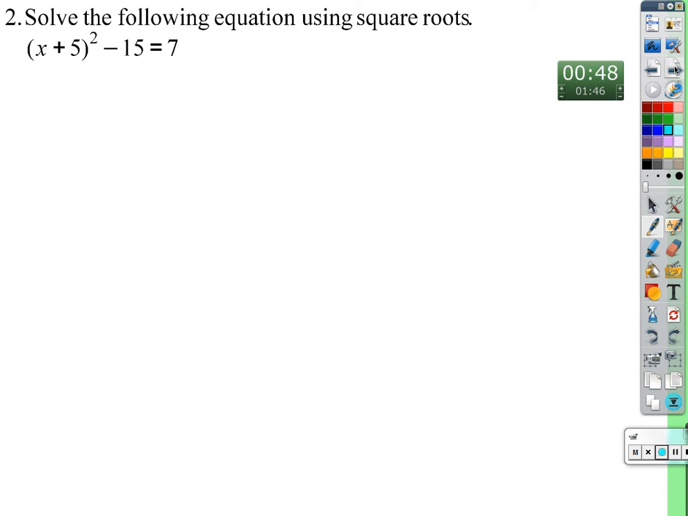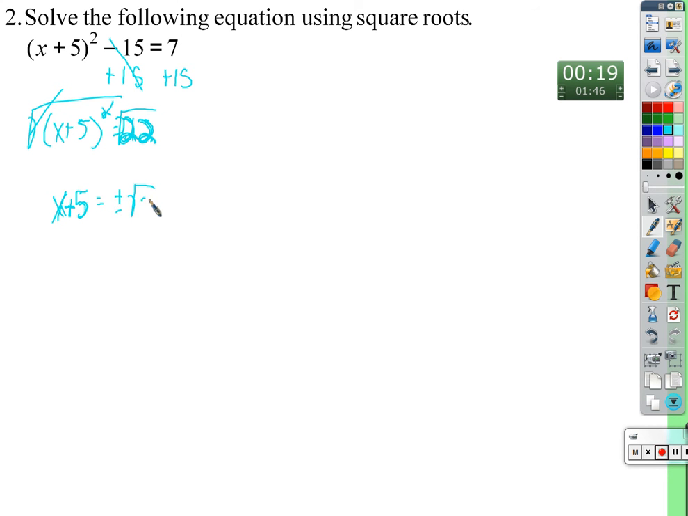Here we want to get the parentheses by itself, and then take the square root. So first we'll add 15, cancel out that 15, x plus 5 equals 22. And again, square root and square cancels. So take the square root of both sides. x plus 5 equals plus or minus the square root of 22. Subtract 5 from both sides.